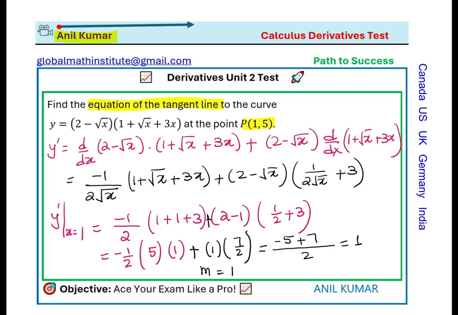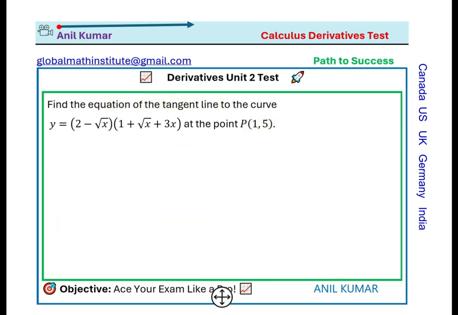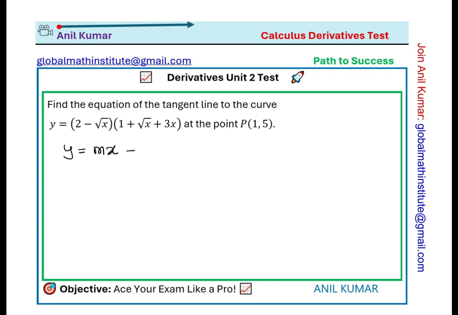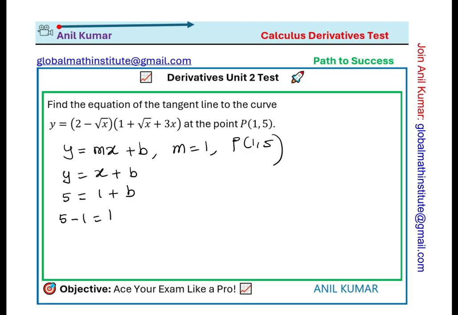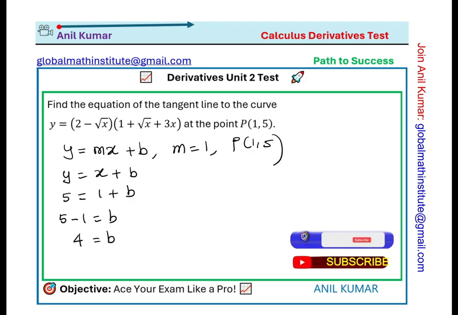So let's move on to a fresh page to find the equation of the line. The equation of a line is y equals mx plus b. We know m equals 1 and the point P is (1, 5). Substituting, we get y equals x plus b. The point is 1 and 5, so 5 equals 1 plus b. So 5 minus 1 is b, which is 4. So once we know the value of b, the equation is very simple. It is y equals x plus 4, correct?